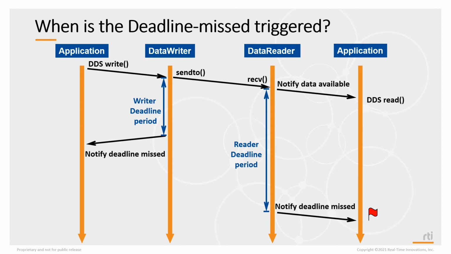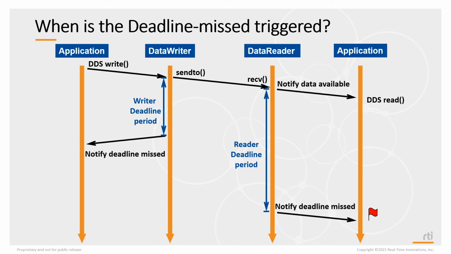On the reader side, once it's received a piece of data, we'll set another deadline period. And if the data reader doesn't receive a new piece of data within the deadline period, we'll notify the application, hey, you were expecting data, but we didn't get it in time.